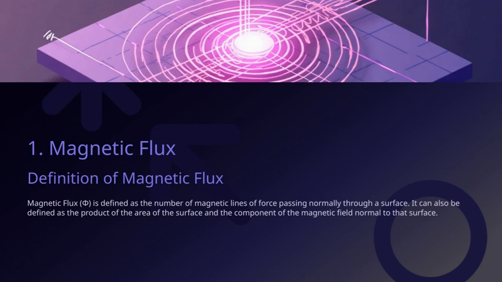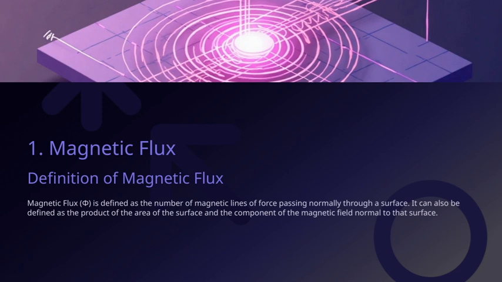Think of it as counting the number of magnetic field lines crossing that surface. Now, this isn't just a simple count. It also depends on the orientation of the surface relative to the magnetic field. In fact, magnetic flux can be defined as the product of two things: the area of the surface we're considering and the component of the magnetic field that is perpendicular or normal to that surface.